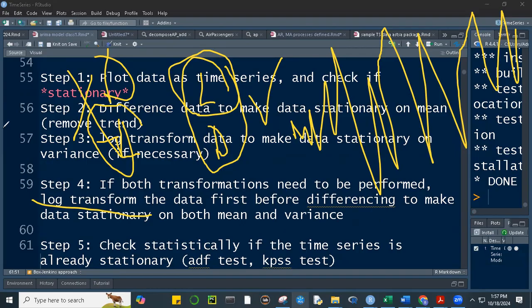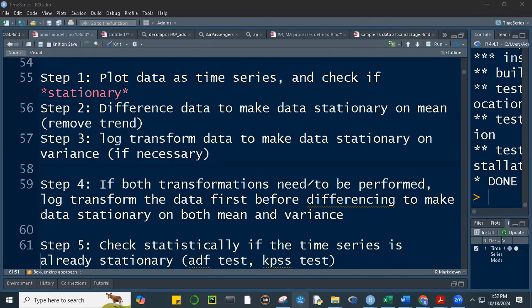So let's suppose we have done that. You have gotten the log and then gotten the differencing, and it turns out your data seems to be stationary just by visual inspection. You don't stop there, class, because you will have to check statistically if our data is indeed stationary. So there are statistical ways to do that.